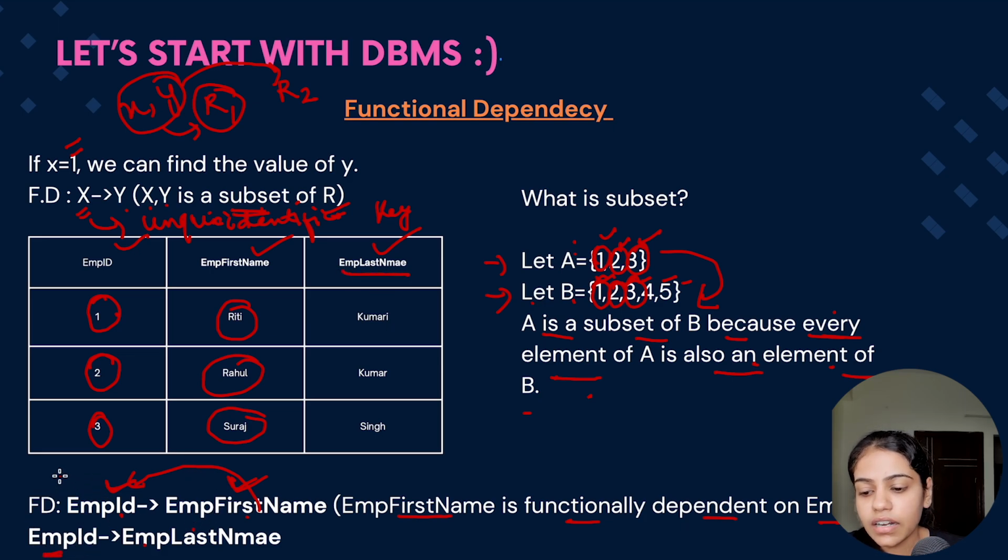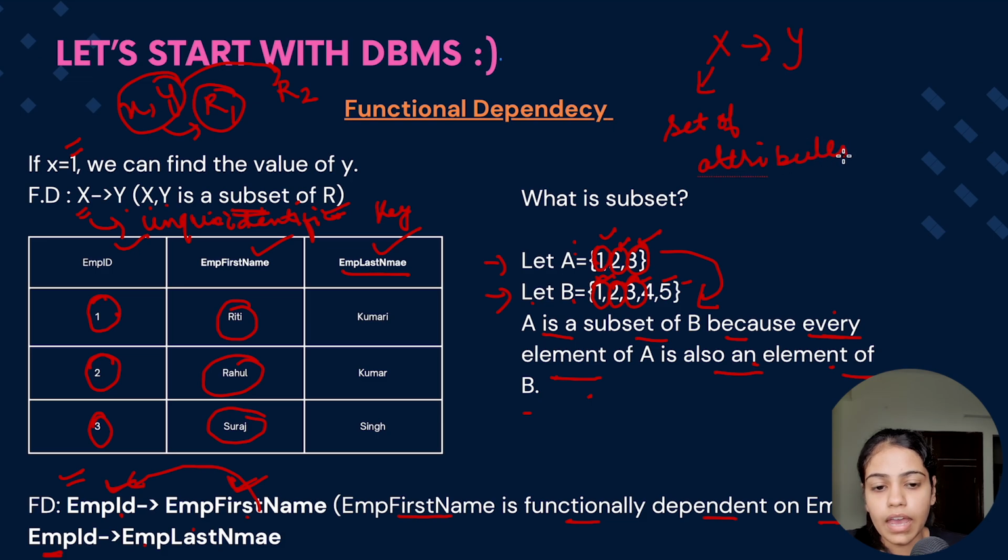Now here you will say that you have written the functional dependencies, but how will we identify, if there is a table or a relation, what functional dependencies exist? So the first thing to know is that if X is determining Y, X can be a set of attributes and Y can also be a set of attributes.